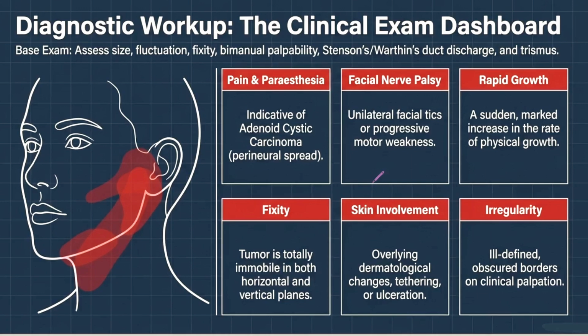They are looking for persistent pain, rapid and unchecked growth, and skin involvement. Skin involvement meaning what exactly? Where the skin over the mass becomes tethered or discolored, and they're looking for fixity. Fixity means the lump does not move freely beneath the skin. It feels anchored, like it's fused to the surrounding bone or muscle tissue.